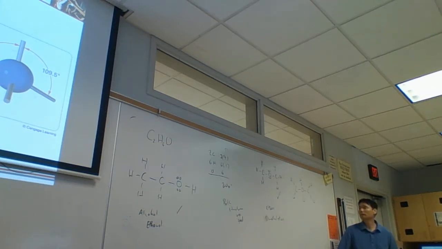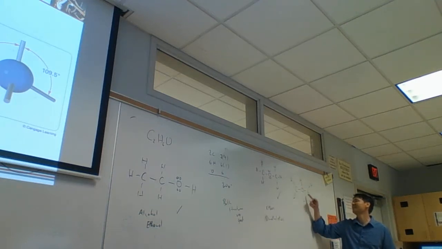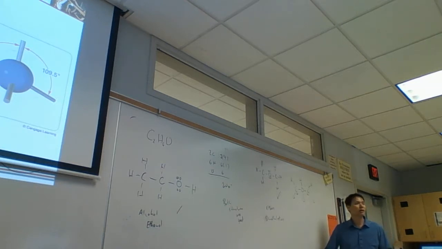Well, one problem is carbon would be left without an octet, but let me see how many we'd have left over. How many have we used? 2, 4, 6, 8, 10, 12, 14, 16, 18, 20. Now it looks good, right? Does this look good? No. Why doesn't this look good? Everything has an octet.